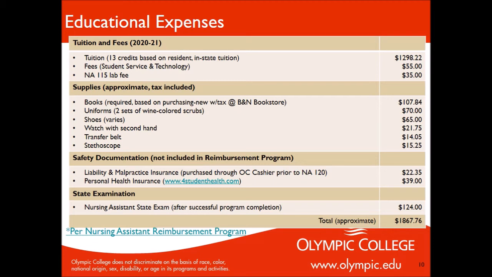And you'll also need to have a copy of your personal health insurance. If you don't have personal health insurance, there is a quarterly student-only plan available through forstudenthealth.com that costs $39. It is only for catastrophic or injury-only coverage. It is there for you when you're in the practicum setting because you won't be covered under typical labor and industry laws. You aren't an employee of the facility. And then also located here is the cost of the nursing assistant state exam, which will be $124, payable after successful completion of the program.